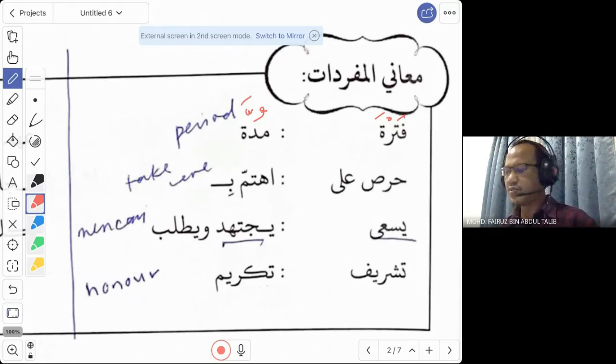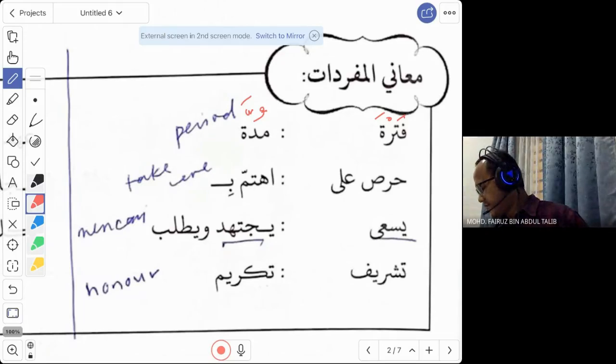We say fatra, we say muddah. Don't say madda. If you say madda, it means something else. Madda, the subject. Subject is madda, or material is madda. This is muddah. Muddah. Okay, next word or next phrase.